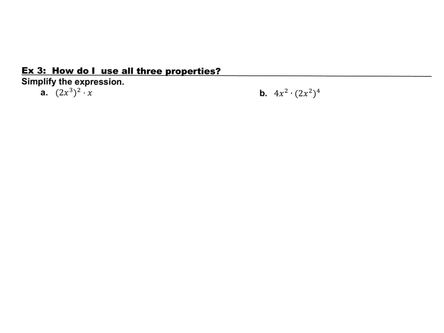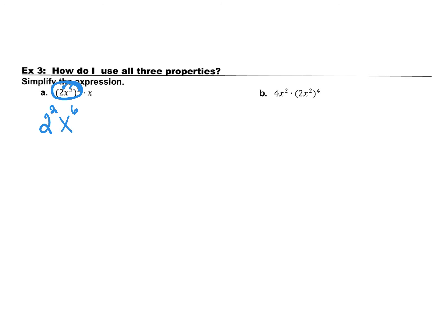All right, question number 3, how do I use all 3 properties? All right, so let's take a look at what we have here. So I'm going to evaluate this whole part first, okay? And this time I'm just going to go ahead and use a shortcut there, and I'm going to take 2 times 2. So I'm going to have 2 squared, and I'm going to take 2 times 3, and I'm going to have x to the 6th power.